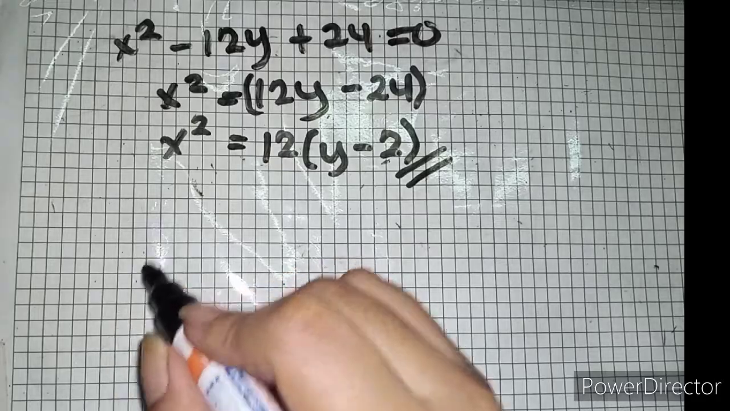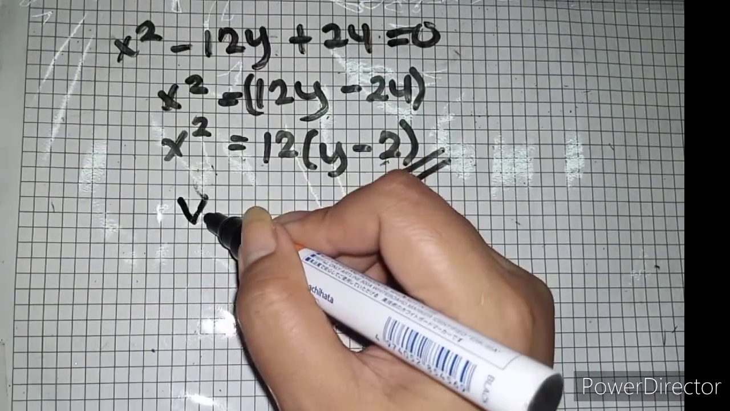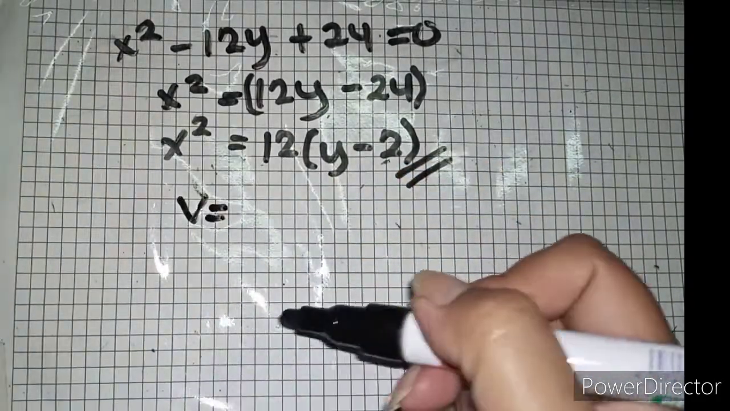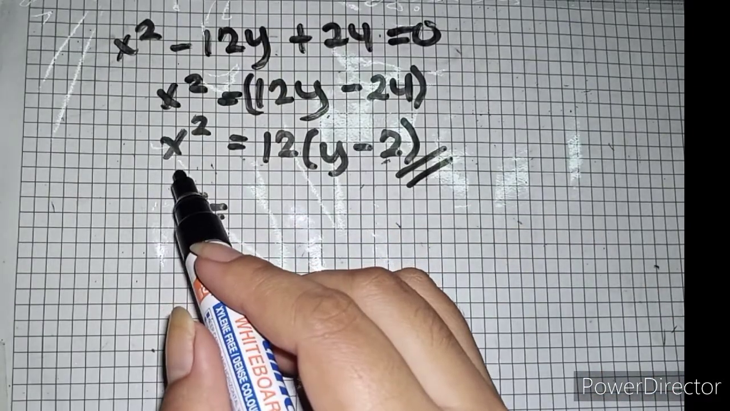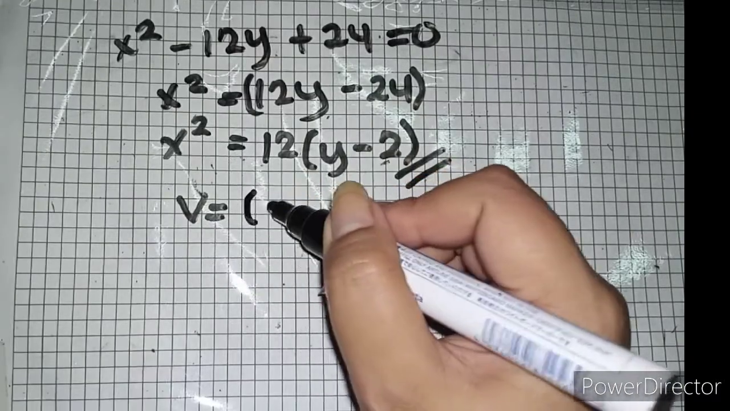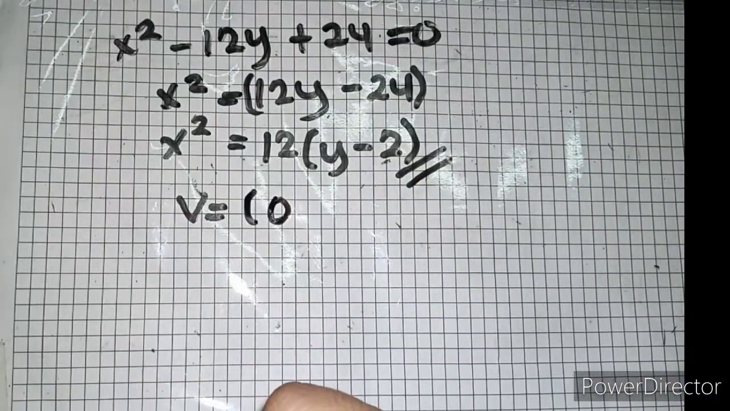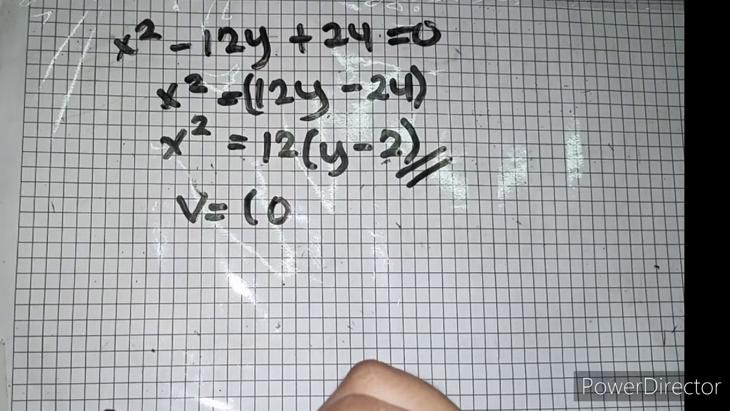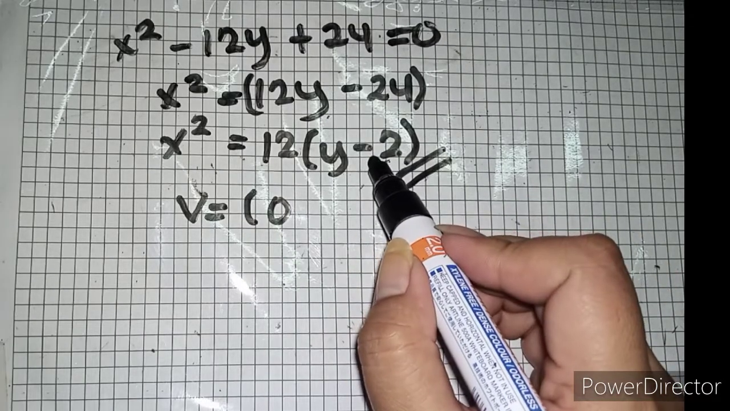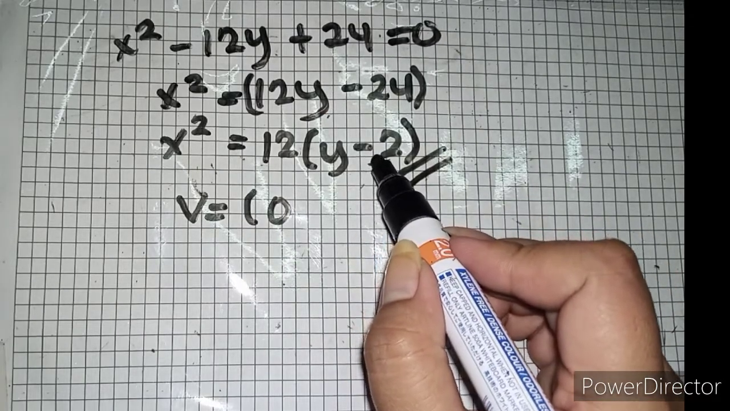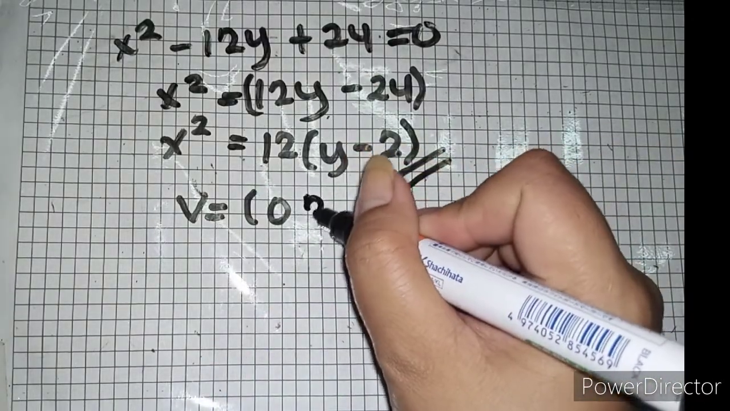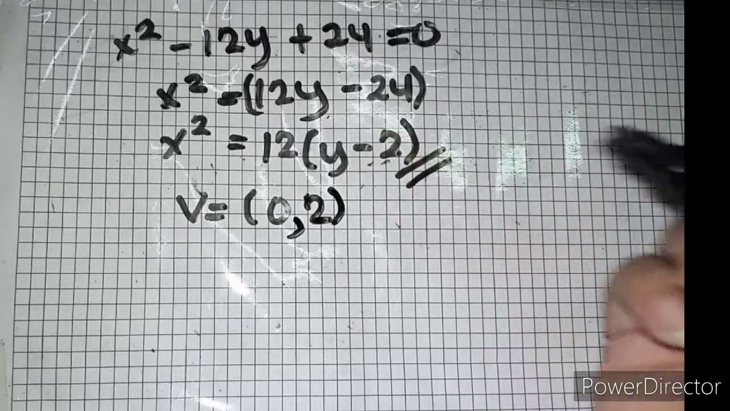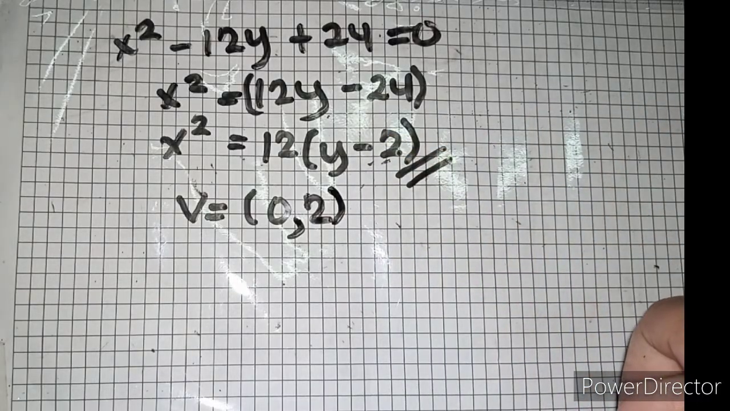So, now we can identify our vertex. Since we don't have a value of h here, our h is 0. Then the value of our k is from negative 2. When we take it out, it becomes positive 2. So, our vertex now is (0, positive 2).